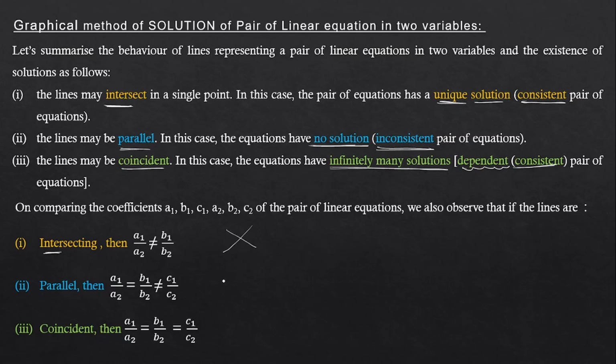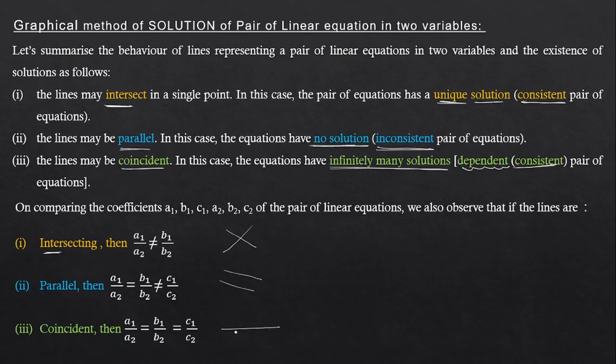Similarly, if two lines are parallel, what kind of relations do we see? We see a1 by a2 will be the same as b1 by b2, but both will not be equal to c1 by c2. Very important conditions, and of the entire thing that we learned, this is the most important part that we need to remember.